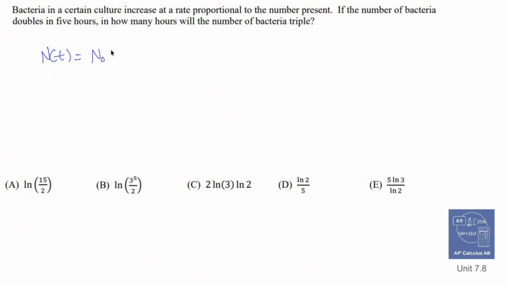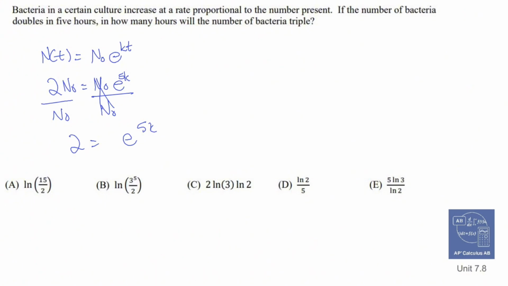We'll do N for number. That's going to equal the initial value times e to the kt. Now, I don't know the initial value. No clue. So I'm going to leave that like that. But what I do know is that it's going to be 5 hours, and it doubles. So whatever N sub 0 is, it's going to be 2 N sub 0. Divide both sides by N sub 0, and 2 is going to equal e to the 5k.